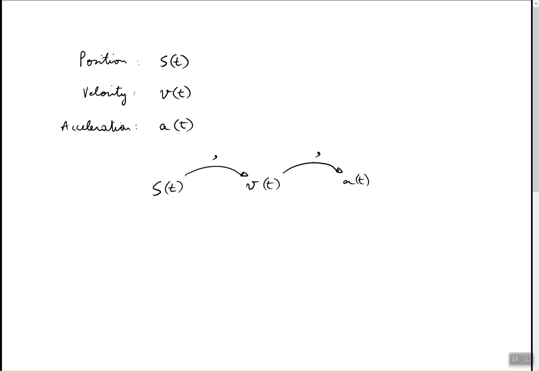Now, suppose that you have somehow figured out the acceleration in a problem. How can you go backwards from here? How can you go from acceleration back to velocity? If you have an acceleration function, you just take the antiderivative and it gives you the velocity. If you have the velocity and you want the position, you do another antiderivative. So by doing a couple of derivatives, you can go from position to acceleration, and by doing antiderivatives, you can go from acceleration back to position.